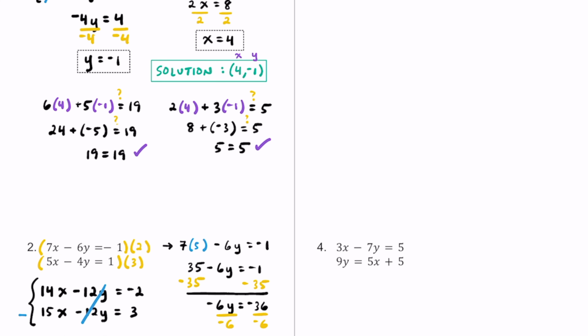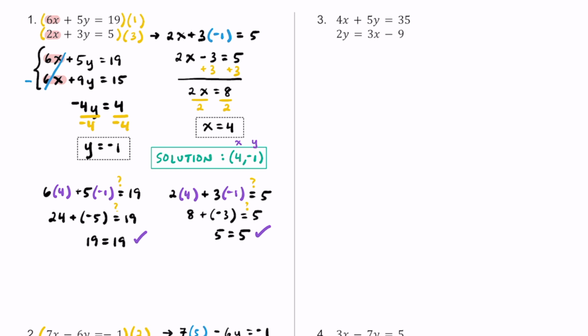Here's number 3. For number 3, we have this equation of 4x plus 5y equals 35, and 2y is equal to 3x minus 9. So this first equation is already in standard form, which we do like. The second equation over here is not, so maybe we'll do some rearranging there first so that we can get them both in standard form.